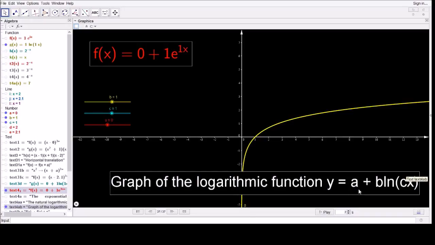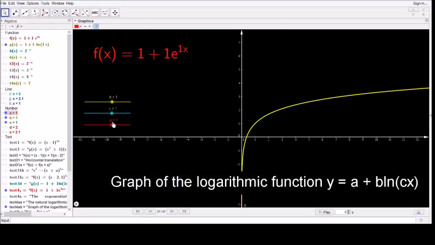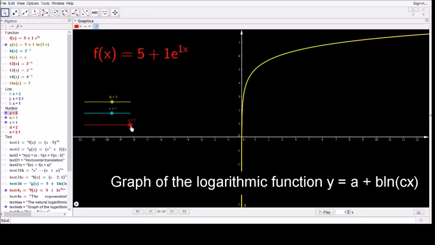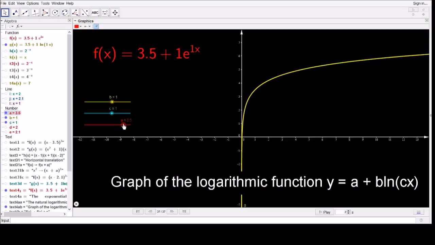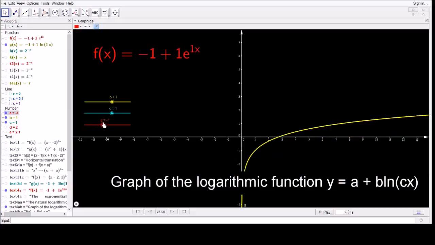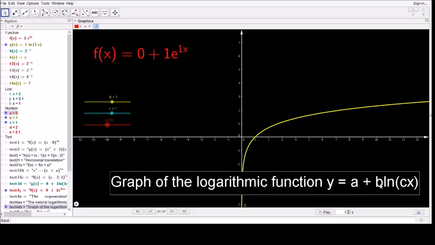We'll see what the impact of changing a, b, and c is independently, and we'll be able to see the result in the red text here. Let's start by changing a. We can see that as we increase a, we're translating the graph vertically upwards. And as we would expect, decreasing a, we translate downwards, maintaining the same shape of the graph. Let's set a back to 0. And let's see what effect changing b has.